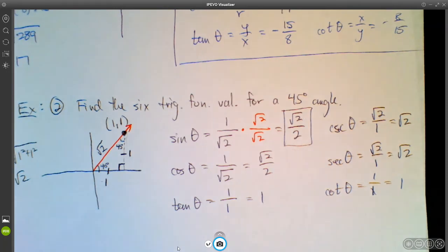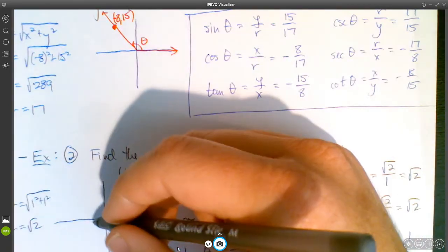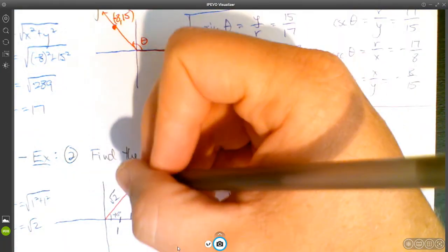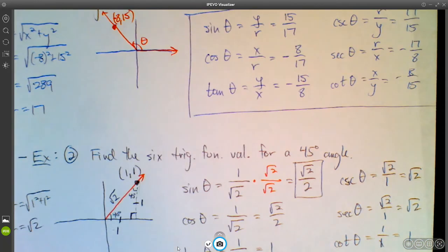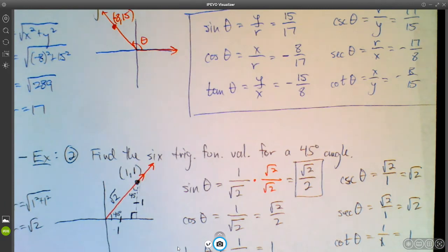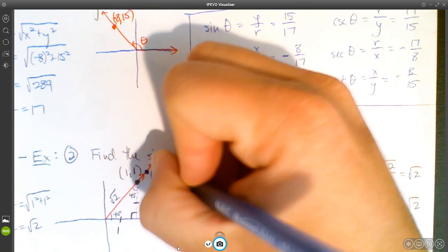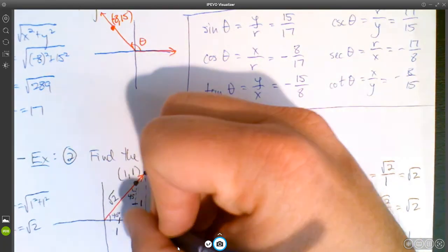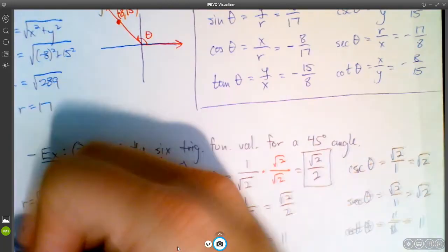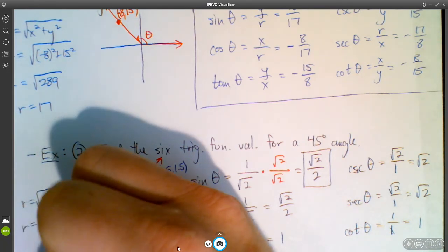But just to convince you that you could use any point on this line. So as long as you're going over and up the same amount, it'll work. So, for example, I'm going to extend this out a little further. And we could use, like, instead of 1, 1, we could use 1.5, 1.5. It might be a little ugly with r, but let's see what r is for that. R would be square root of 1.5 squared plus 1.5 squared.